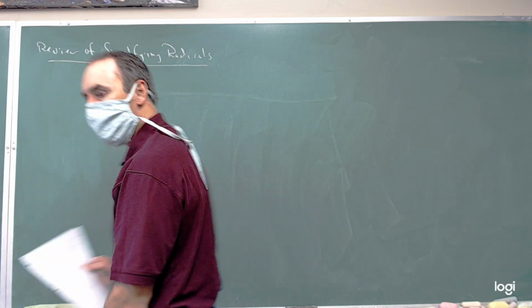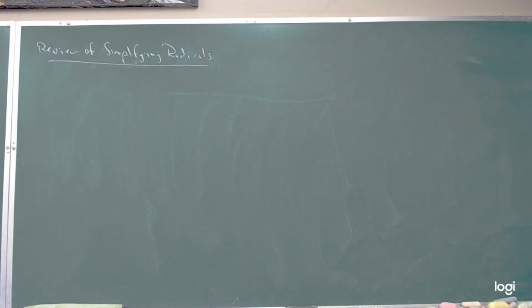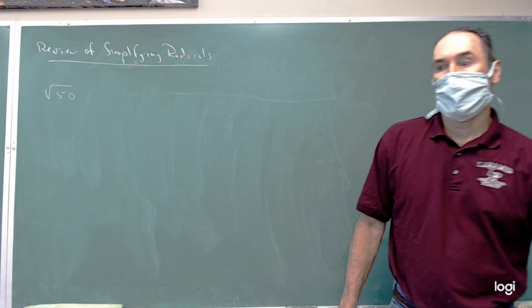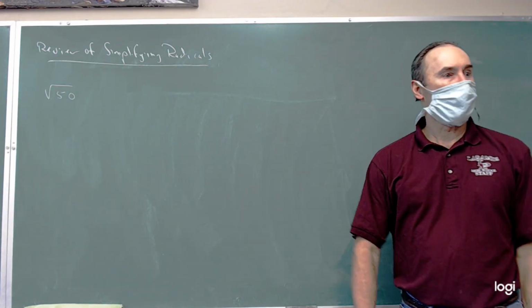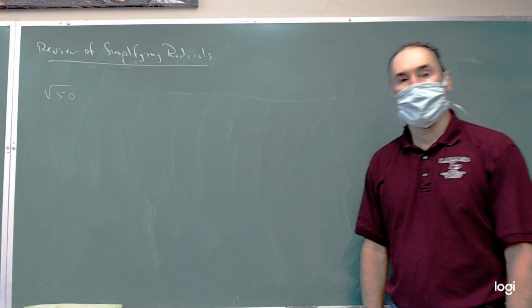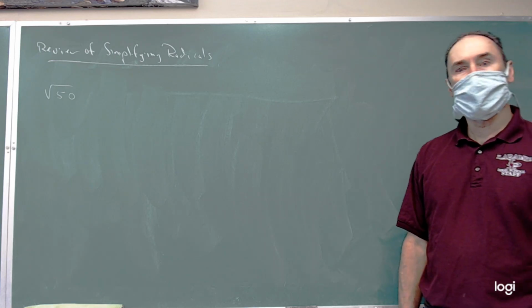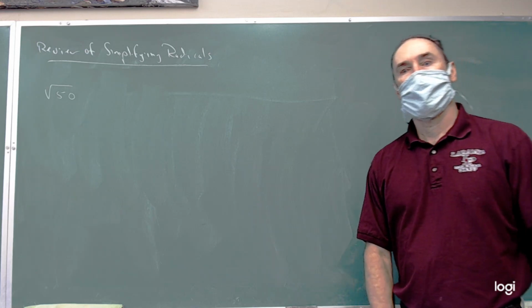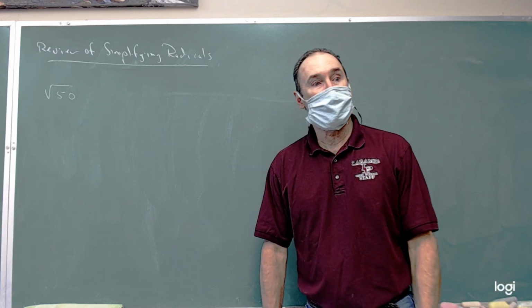So I'm going to grab a bigger piece of chalk here. If we want to simplify, say, the square root of 50, then we're looking for the perfect squares that go into 50, because we can pull those out. I know some of you learned to do factor trees, and you're fine to do that if you like. I'm not going to do that here. I find that a little bit tedious personally.